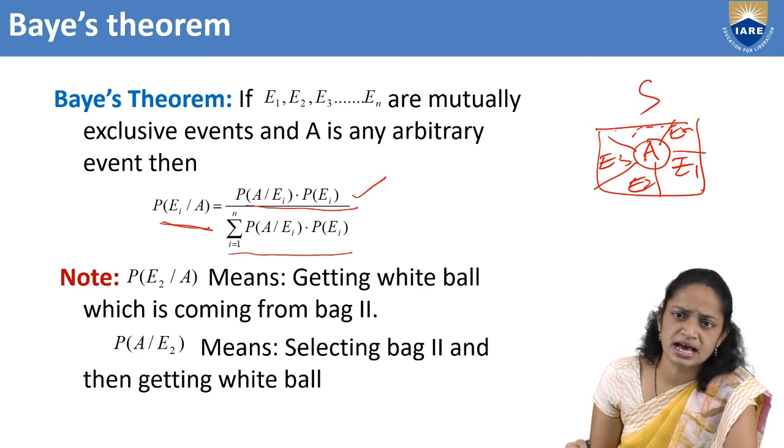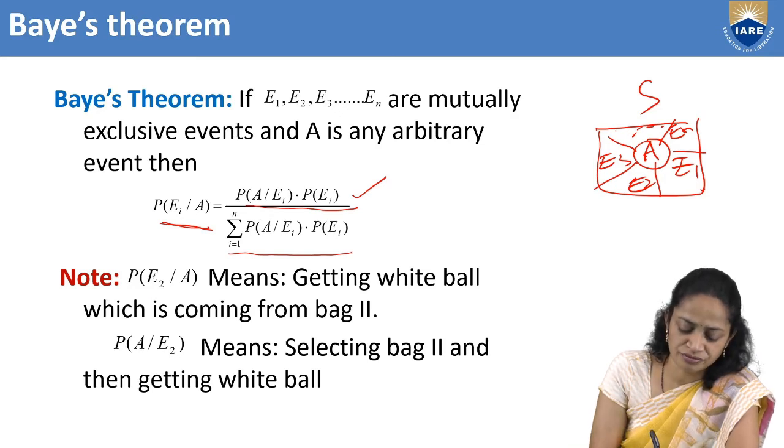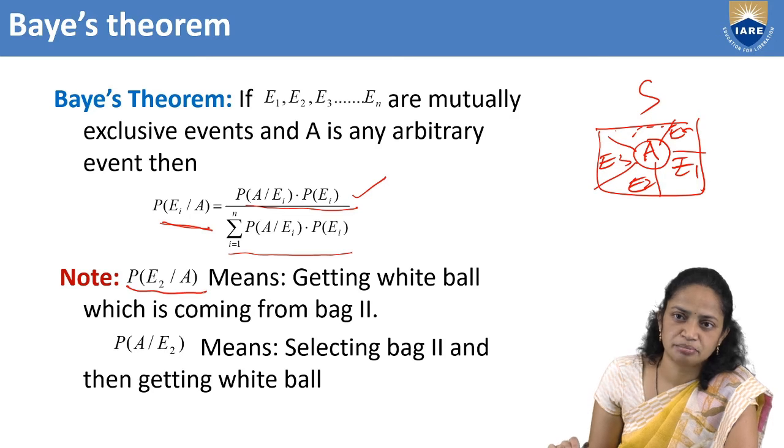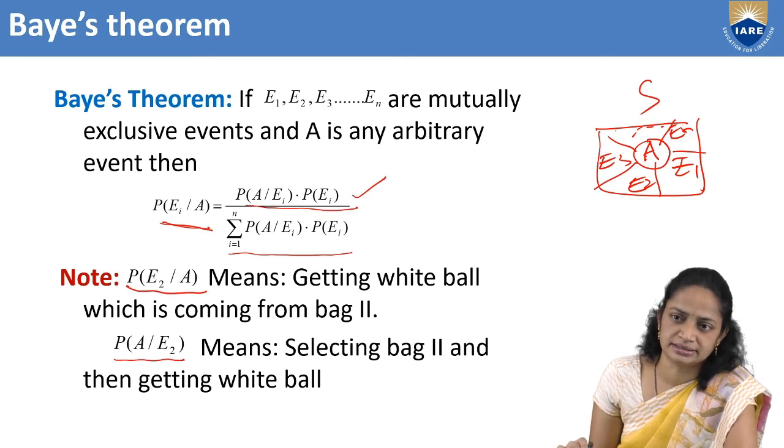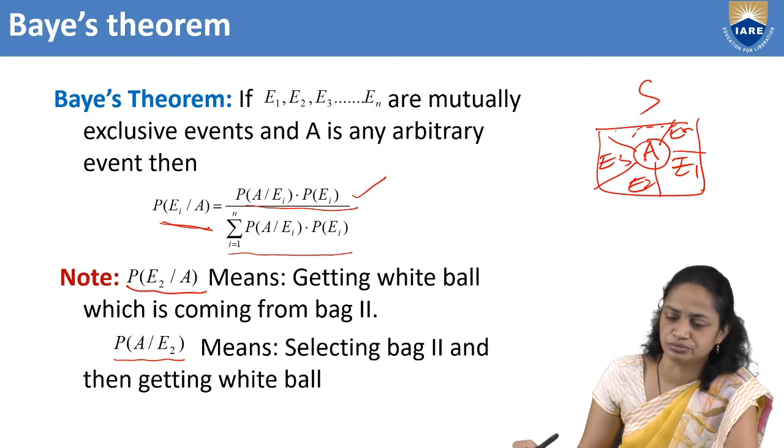Note, already we have discussed one problem in the previous session. Based on that problem, here we have written one note. So what is that note? Probability of E2 given A means getting a white ball which is coming from bag 2. And P of A given E2 means selecting bag 2 and then getting a white ball. So that is probability of A given E2.